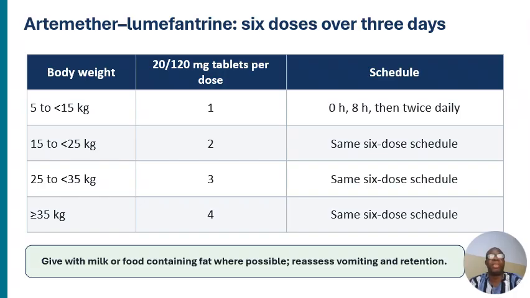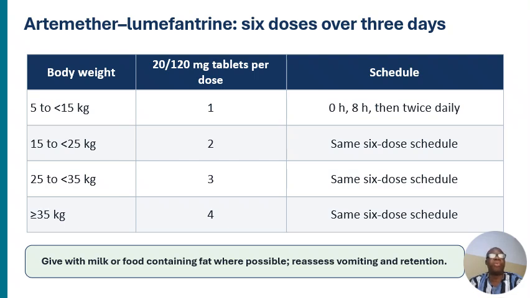Do not reduce this to the vague instruction, twice daily for 3 days. No, this is not the correct way of writing a prescription for ACT, because it can obscure the 8-hour second dose if you say twice daily only. That is not sufficient.